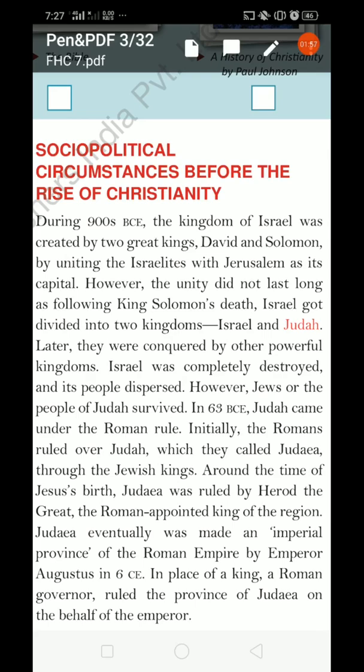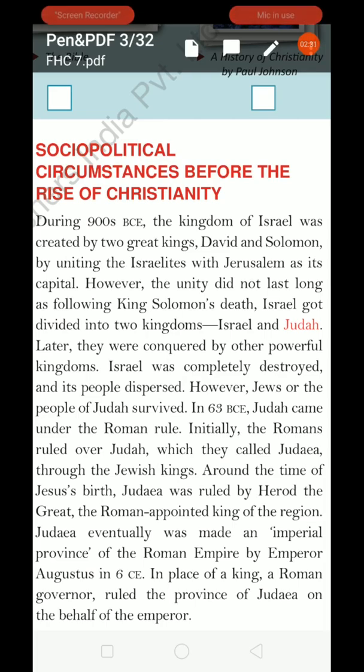During 1900 BCE, the kingdom of Israel was created by two great kings. What are the names of the kings? First, David, and second, Solomon. By uniting the Israelites with Jerusalem as its capital. What is the capital of Israel? Jerusalem.